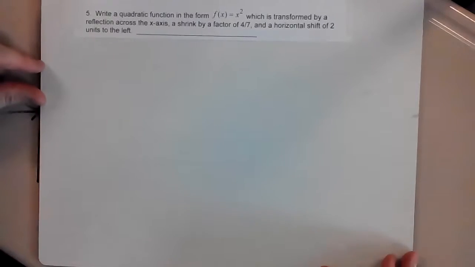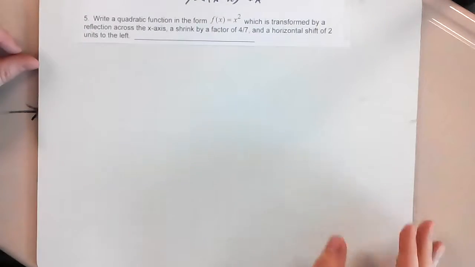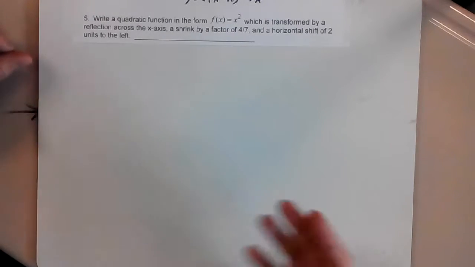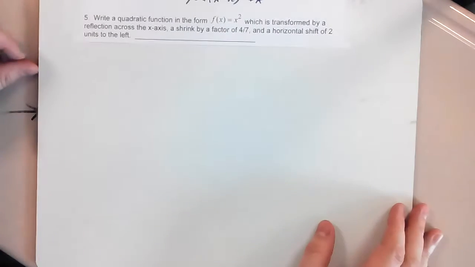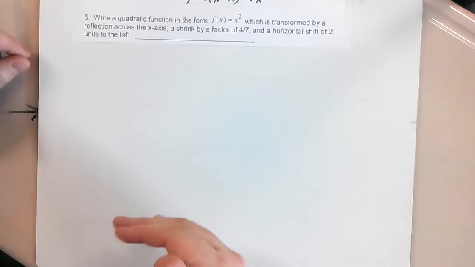And the last example. I know I'm doing these a little quick, guys. We're kind of running out of time. So, write a quadratic function in the form of f of x equals x squared, or y equals x squared, which is transformed by a reflection across the x-axis, a shrink by a factor of 4/7, a horizontal shift of 2 units to the left, and nothing for the vertical shift.